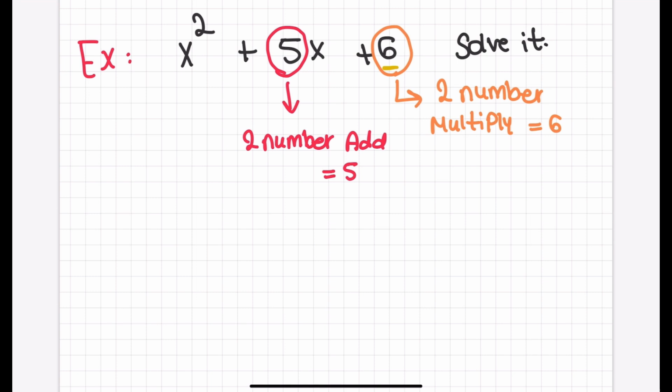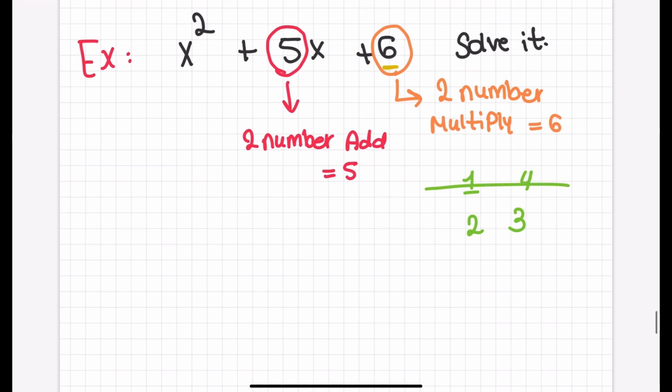So we've got to think about it. What can those two numbers be? I have 1 and 4 in my mind, and I have 2 and 3. 1 plus 4 gives me 5, but when I multiply them together, it doesn't give me 6, so that one is out. But 2 and 3 works. If I add 2 and 3 together, it gives me 5, and if I multiply 2 and 3 together, it gives me 6. So these are my two numbers. Bingo, I found my numbers.